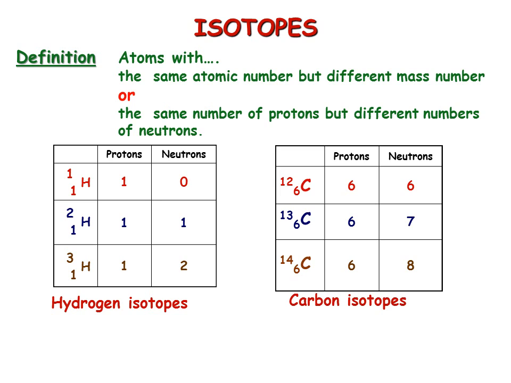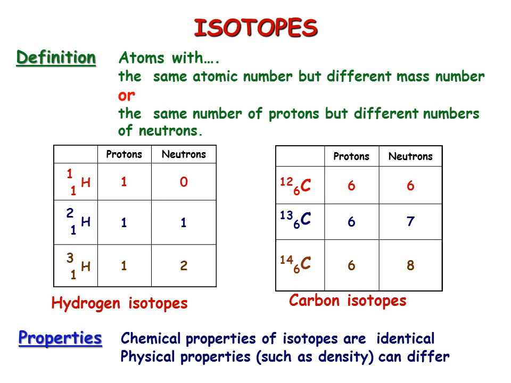Okay, children, even though these isotopes are all the same atoms with the same number of protons, chemically they are all the same. That means they have similar chemical properties. But sometimes the physical properties like density and melting point can be different. But chemically all are the same. All are carbons, all are hydrogens. Understood? So these are the properties. Chemical properties of isotopes are identical. But physical properties such as density can differ. Okay? Have you understood, children? Right. Good.